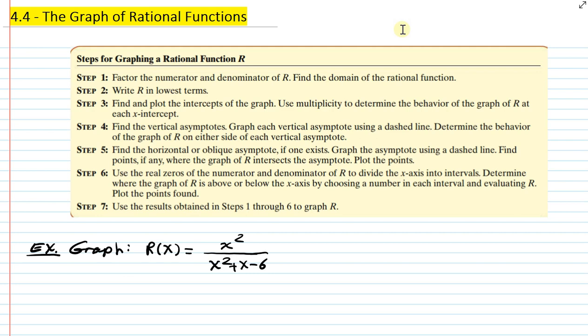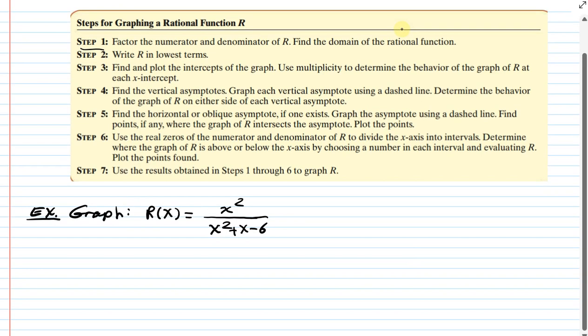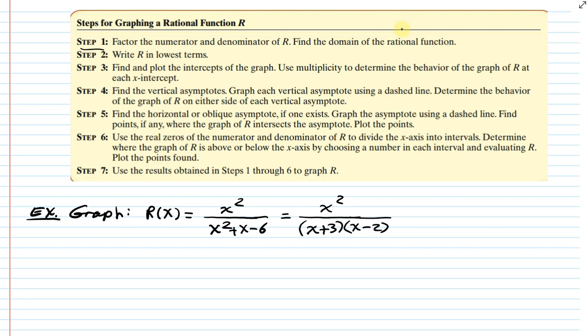So let's go quickly through the steps. Step 1, factor the numerator and denominator, find the domain of the rational function. So let me actually do this as we go through the example I have. So let's follow that recommendation, which is true. We always want factored form. That's why factoring is such a key skill in our work. So let's go (x + 3)(x - 2). That will be the factor of the denominator.